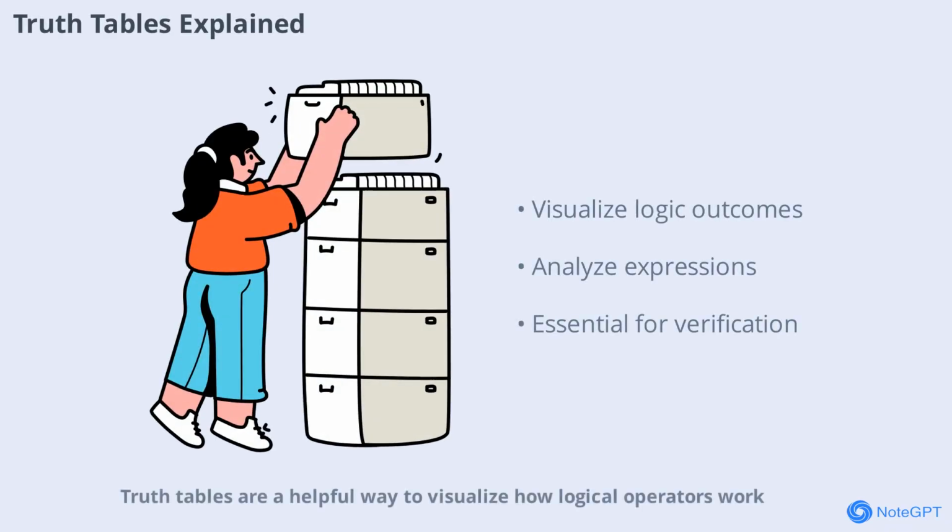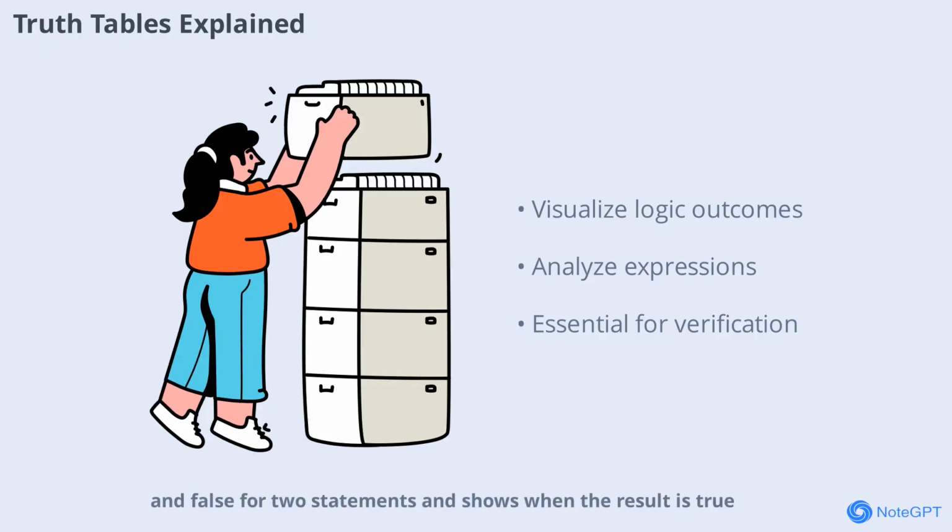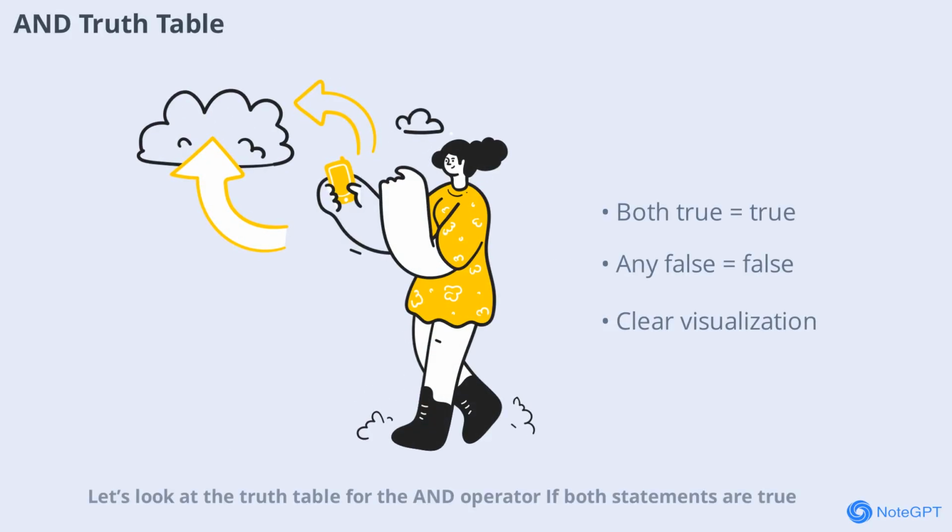Truth tables are a helpful way to visualize how logical operators work. They show all possible combinations of truth values for given statements and the resulting outcome. For example, a truth table for the AND operator lists all combinations of true and false for two statements and shows when the result is true. Truth tables are essential tools in logic, mathematics, and computer science for analyzing and verifying logical expressions. Let's look at the truth table for the AND operator.